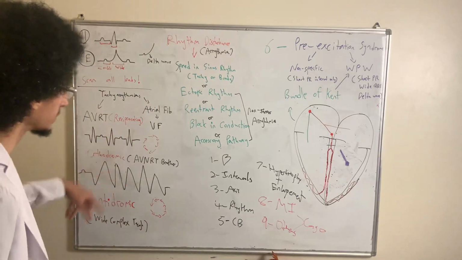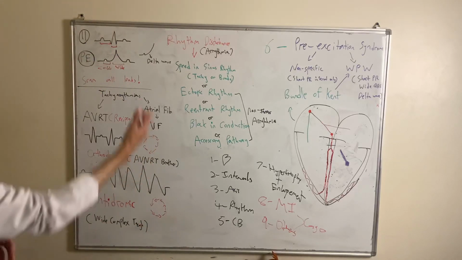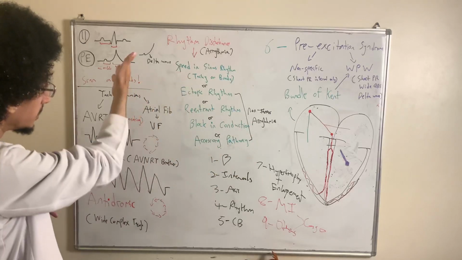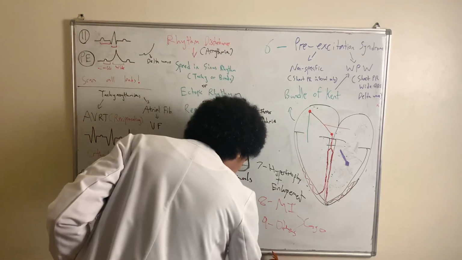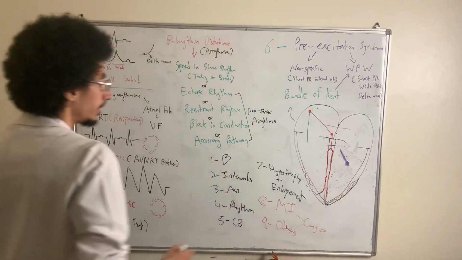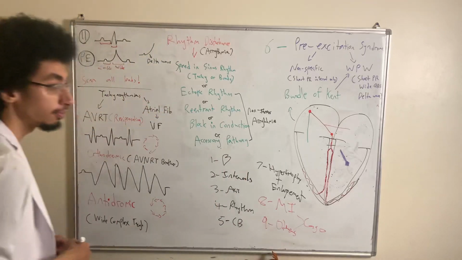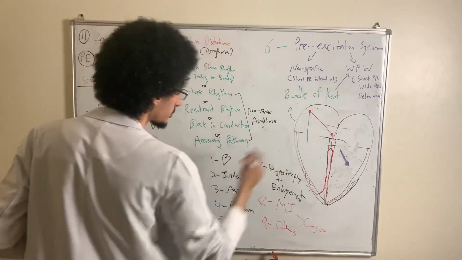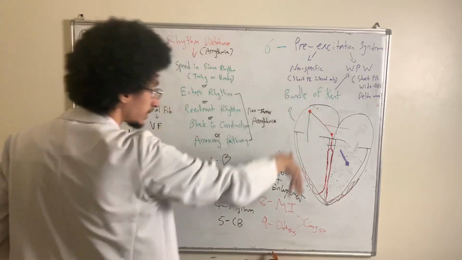Now, why is there a widened QRS complex? We already talked about why there's a shortened PR interval. But why is there a widened QRS complex? Well, simply put, here's the thing. When we have a wave of depolarization going towards this route, it will also go towards this route. Mind you, not every wave of depolarization will go towards the accessory pathway.